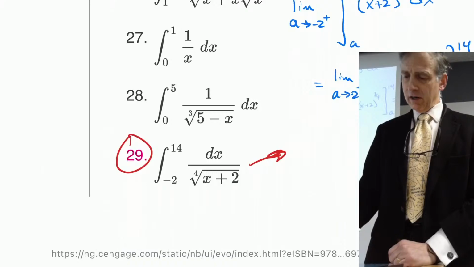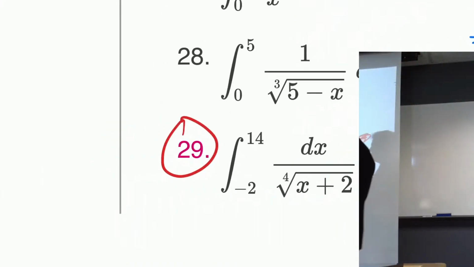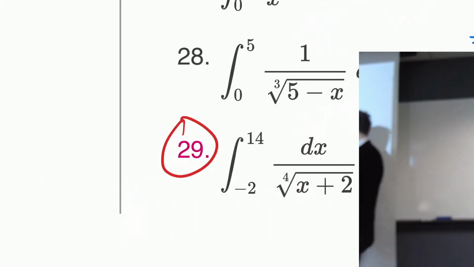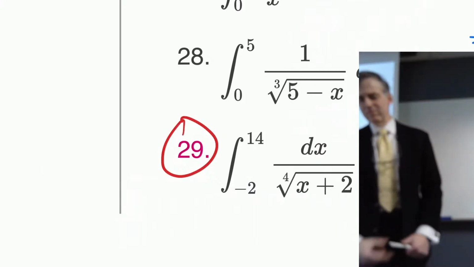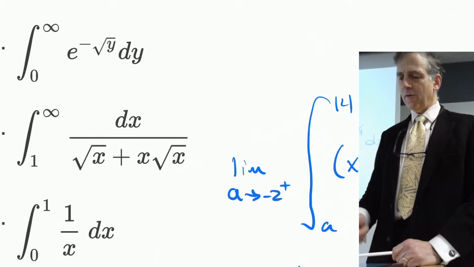Here we go. This one was exciting to me because you had to recognize that this is improper because of the bottom limit. So the -2 makes the denominator 0, so that one is an improper integral. And so, of course, you're going to do this.